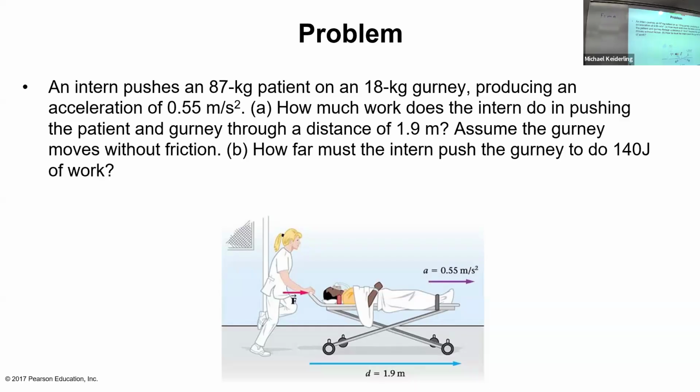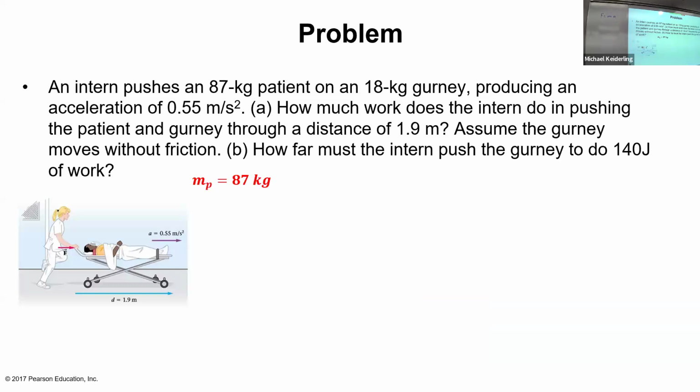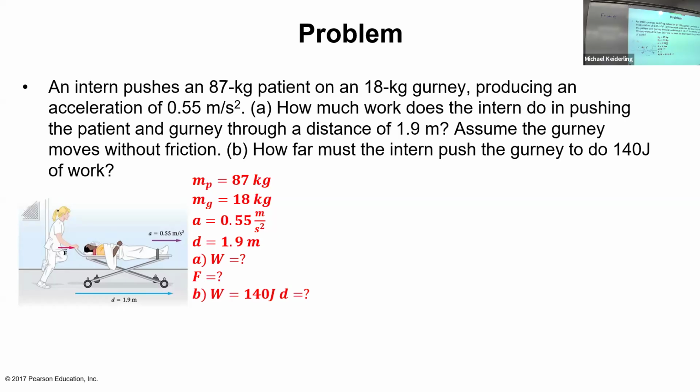So this is also fairly similar. First, we need to figure out, so what do we know? The mass of the patient is 87 kilograms. The mass of the gurney is 18 kilograms. Our acceleration is 0.55 meters per second squared. So we need to figure out the force. We also know that the distance is 1.9 meters. We want to find the work, and to find the work, we need to know the force. What distance would give us a work of 140 joules for part B?